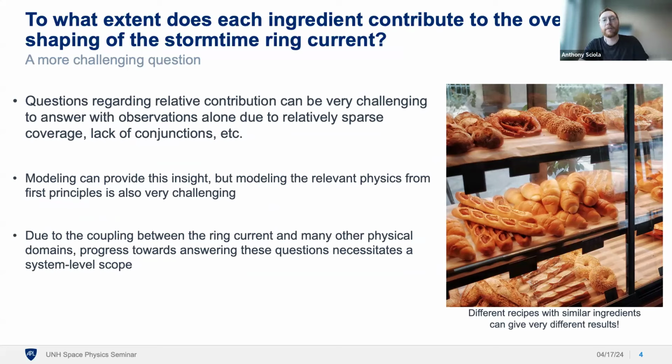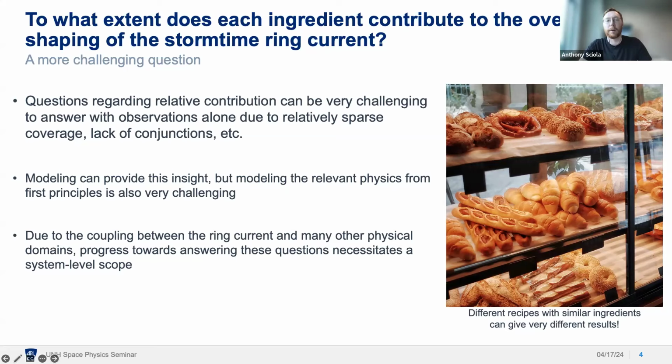Questions regarding the relative contribution can be very challenging to answer with observations alone, due to the relatively sparse coverage of in situ measurements and the lack of conjunctions of the right instruments at the right regions and times. Modeling can provide this insight, but modeling the relevant physics from first principles is also a very challenging task. Due to the coupling between the ring current and those many other physical domains we just talked about, progress towards answering these questions necessitates a system-level scope. This is true on the observational side and the modeling side.